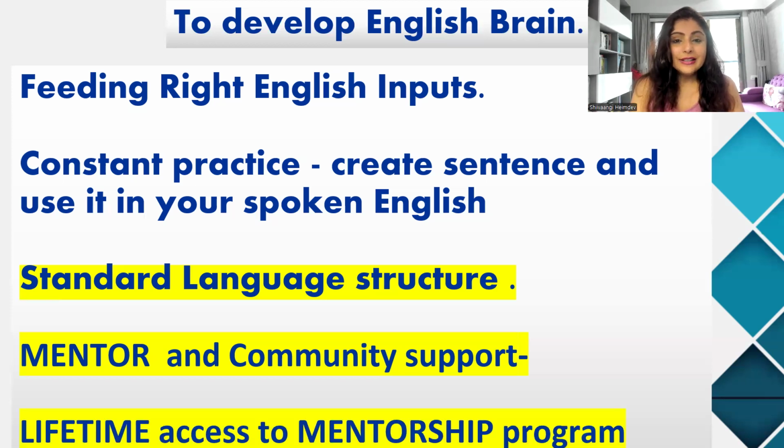And if possible, try to get lifetime access to mentorship programs, not membership, mentorship. A mentor who is there for you lifetime, whom you can approach wherever possible, who keeps meeting you weekly, who keeps training you weekly, who keeps nurturing your skills, who keeps making you practice, so that you have an English environment always at your hand.